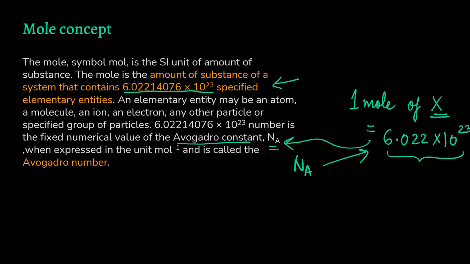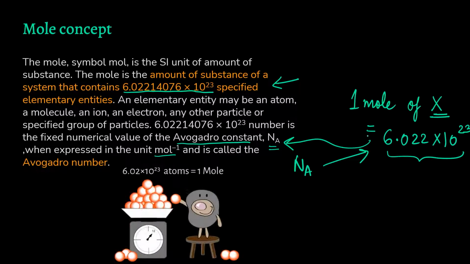And what is a mole? A mole is any amount of substance that has this Avogadro constant as its number of respective particles. When expressed in units, it is written as mol to the power -1, and it's called the Avogadro number. Here is a small diagram for you: 1 mole is 6.02 into 10 to the power 23 atoms, particles, whatever you want to call it.